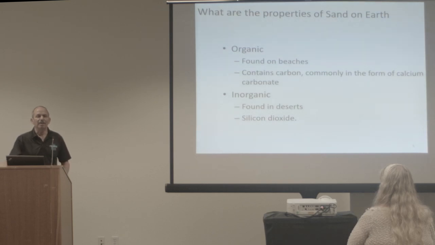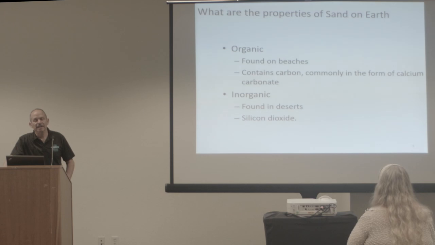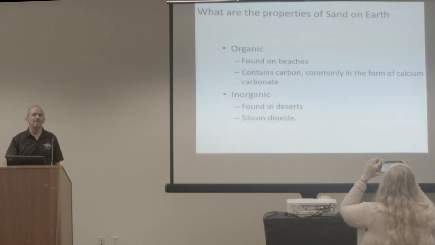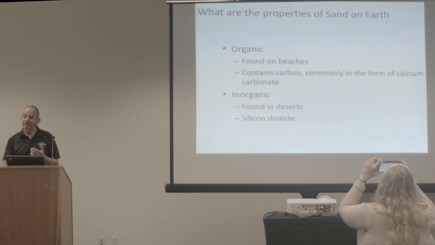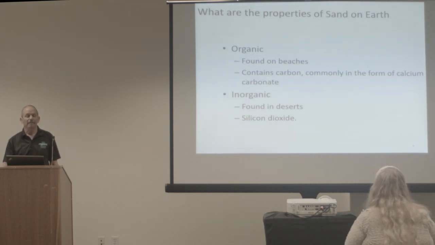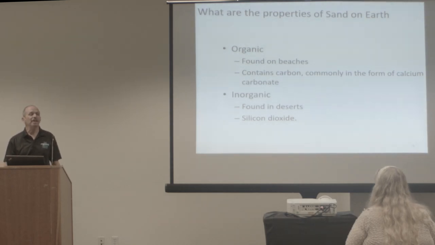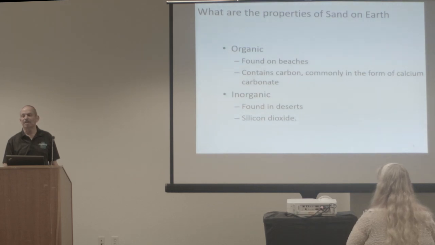Okay, on Earth, there are many different types of sand. Organic sand is found on beaches. It's composed mostly of carbon in the form of calcium carbonate. And also you have your larger grained, coarser sand, which can even have evidence of life, some fossils. And then a lot of your inorganic sands, which make up a lot of your deserts, are composed of silicon dioxide.